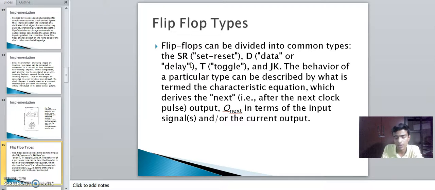Flip-flops, like I said, come in many types, and they can be divided into some common types: SR, set reset; D, data or delay; T, toggle; and JK. The behavior of a particular type can be described by what is termed the characteristic equation, which derives the next output, that is, the output after the next clock pulse, Q next, in terms of the input signals and the current output.